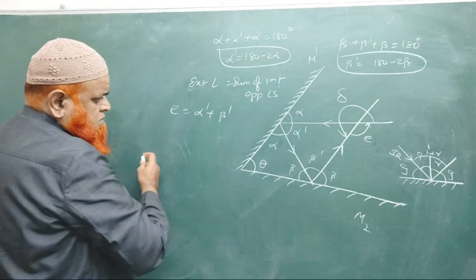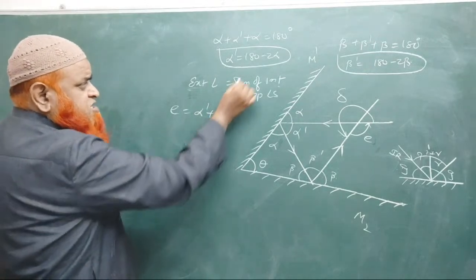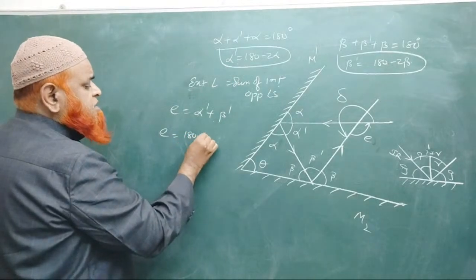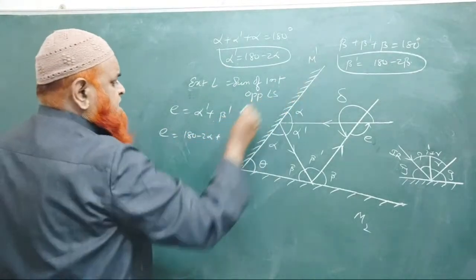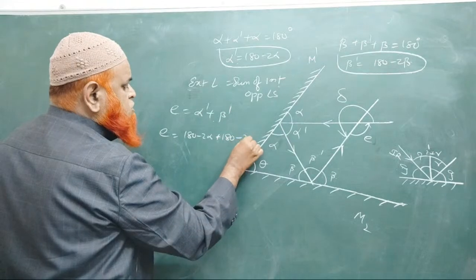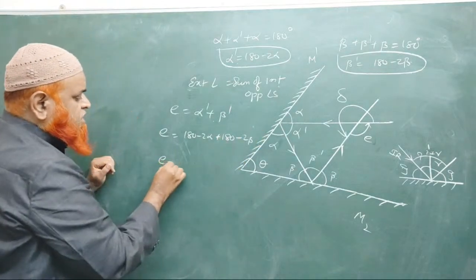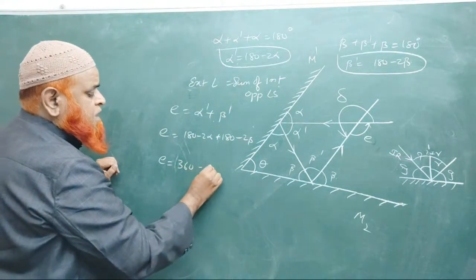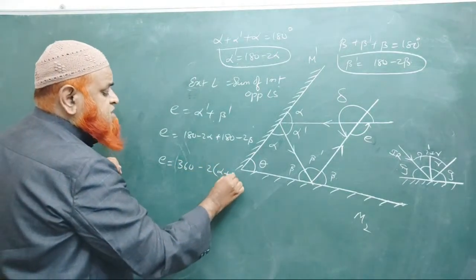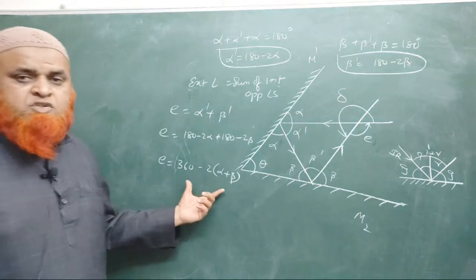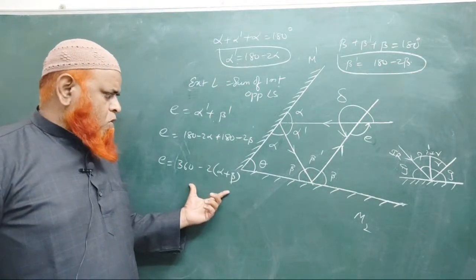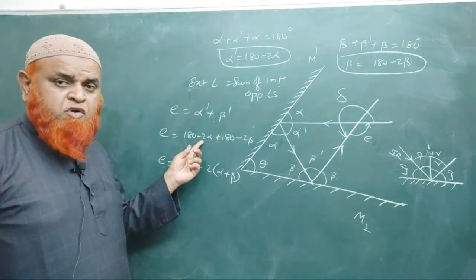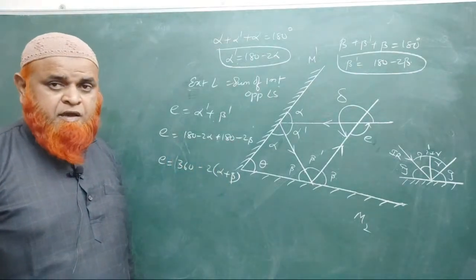Anyhow, now here alpha dash means you all know alpha dash is nothing but 180 minus 2 alpha, and beta dash is considered as 180 minus 2 beta. So therefore E is nothing but 180 plus 180 is going to be 360, minus 2 into alpha plus beta. Okay, so this is an identity we are getting here now. That is 180 plus 180 is nothing but 360. 2 if you common out, you'll be getting alpha plus beta here.